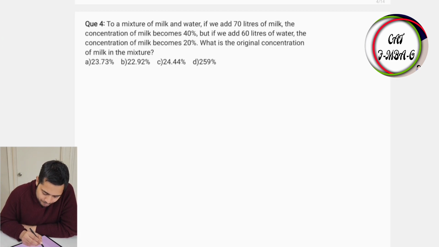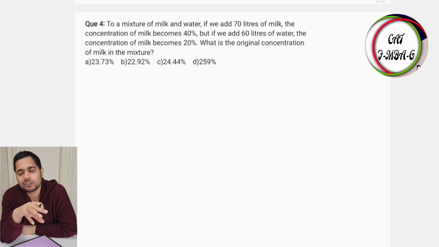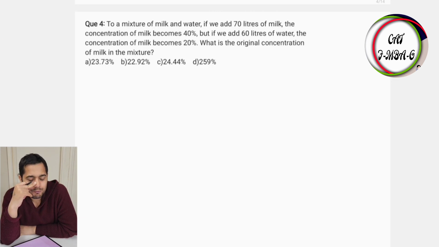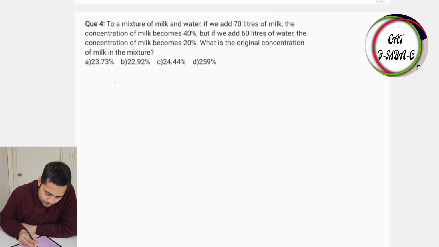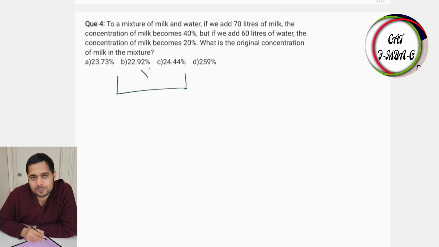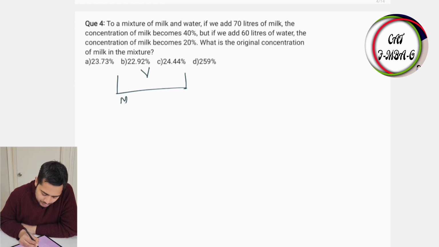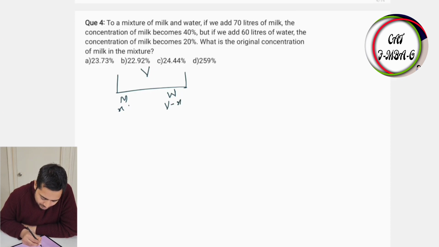Here it is given that to a mixture of milk and water, if we add 70 liters of milk, then a certain concentration of milk is there. If we add 60 liters of water, not milk, 60 liters of water, then a certain concentration is there. We have to find the original concentration of the milk. So let us assume the volume of this mixture is V. Here milk is x liters, so water is V minus x liters. If we add 70 liters of milk, then the concentration of milk becomes 40%.